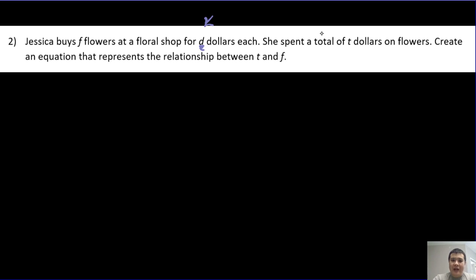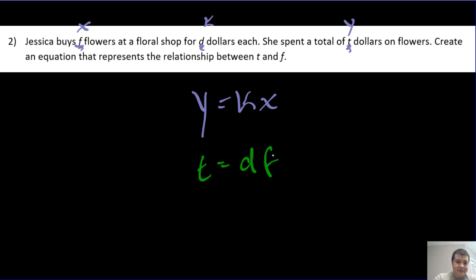The dollar amount depends on how many flowers we buy. So this is going to be X. We control how many flowers we buy, and the cost of it depends on how many flowers we buy. So this is going to be our Y. Again, it always comes in the form of Y equals KX because this is a unit rate. And the number of flowers you buy varies directly with how many dollars you spend. So therefore we have T equals DF.